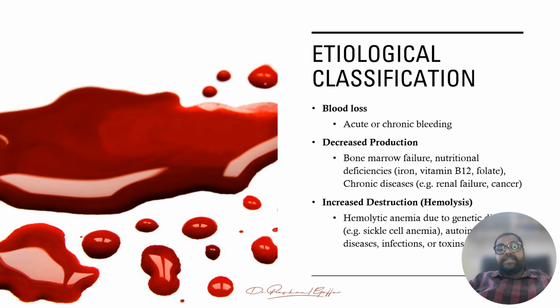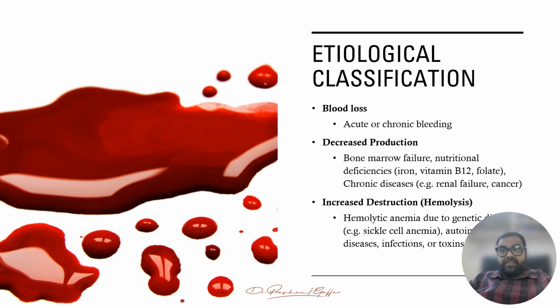Another is increased destruction, hemolysis. There are three things: either blood loss has happened, or production is decreased, or destruction is increased, hemolysis is happening. So hemolytic anemia is due to some genetic disorder like sickle cell anemia, some autoimmune disease, some infection or toxins which are responsible for the hemolysis. So now the deficiency occurs in the body and the anemia develops. So this is the etiological classification. I hope you can easily understand what the etiological classification of anemia is.